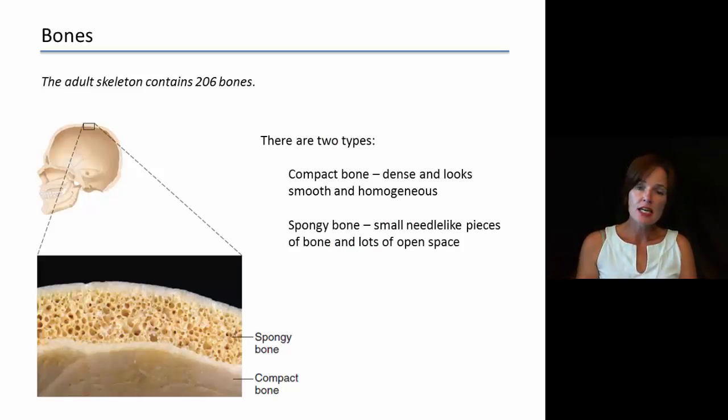As far as the human skeleton goes and just how extensive it happens to be, there are actually 206 different bones that make up our skeleton. The bones are of two types. We have compact bone, and then we also have spongy bone.